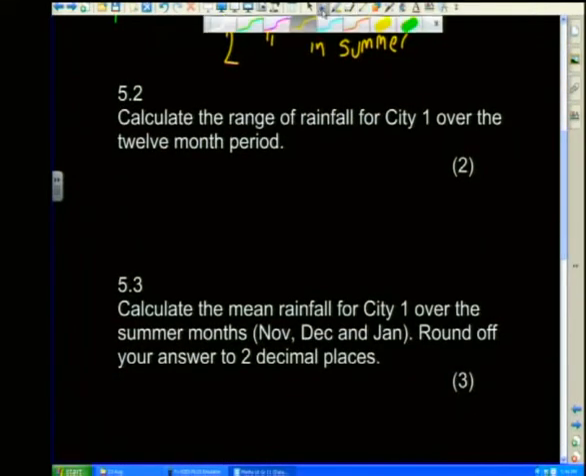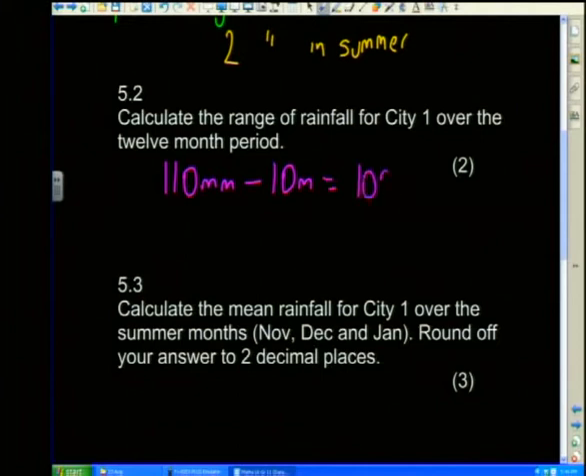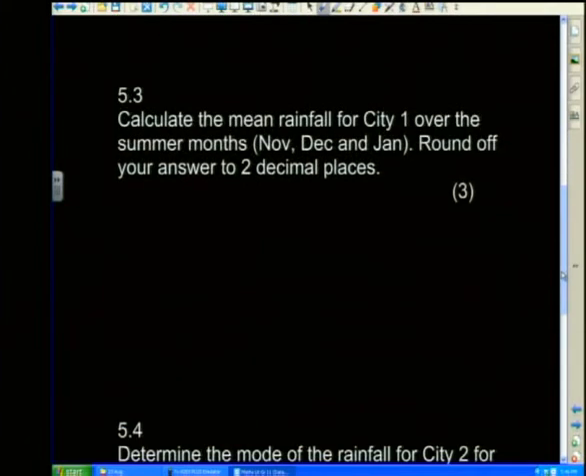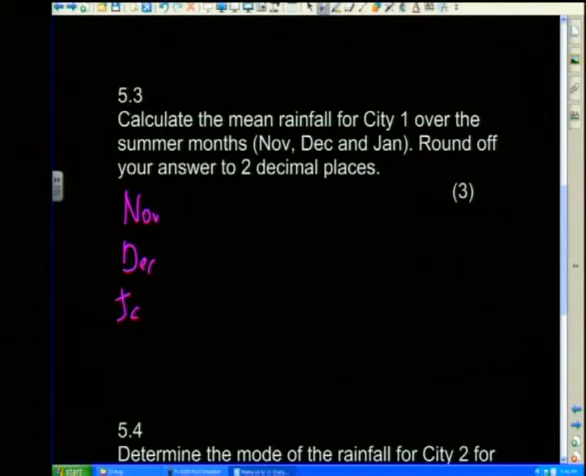For City 1 it was 110 millimeters minus my 10 millimeters, and that was 100 millimeters. So that's my range. Calculate the mean rainfall for City 1 over the summer months. That's November, December, and January. Round off your answer to 2 decimal places. So my mean, and I just want it over those 3 months. So I've got November, December, and January for City 1.